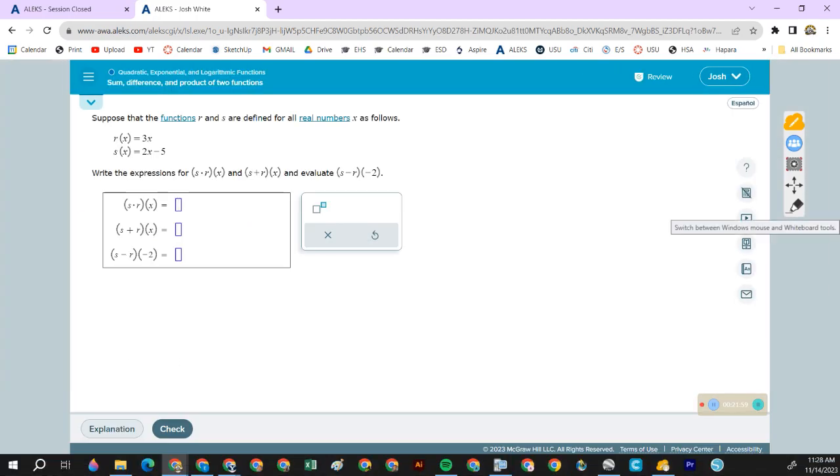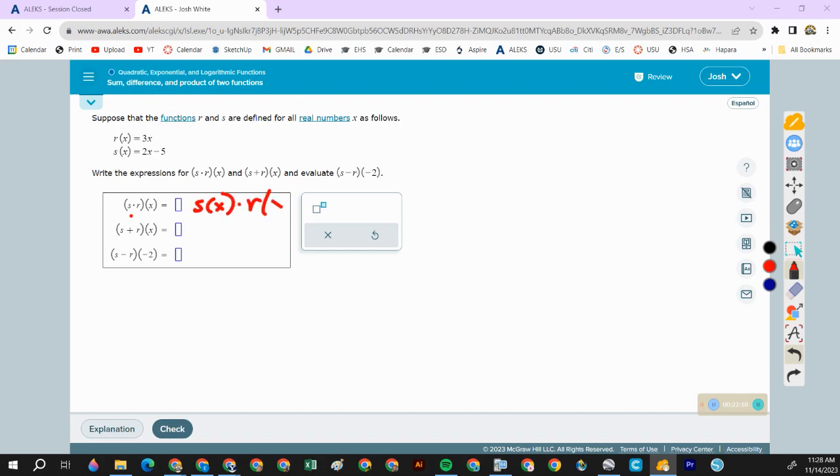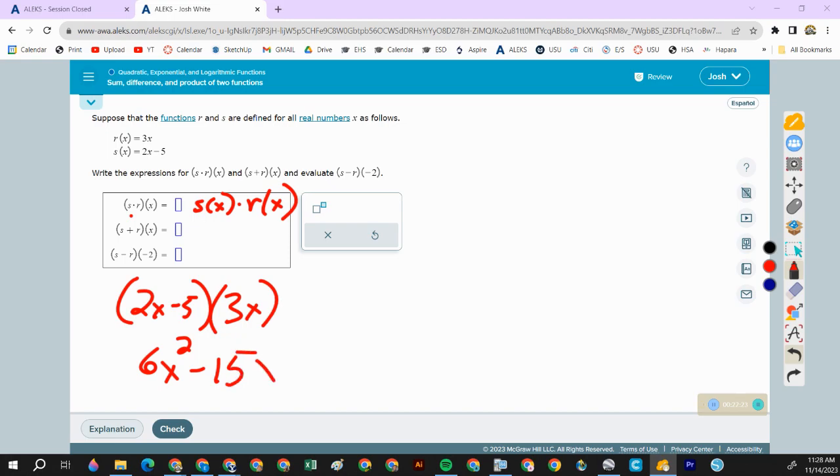All right. Here we're just building a whole bunch of functions. So the first one, s times r of x, which is simply s of x times r of x. So 2x minus 5 times 3x. So 6x squared minus 15x.